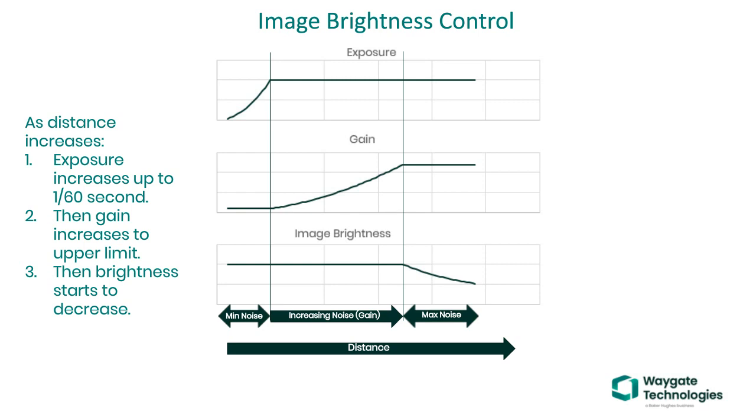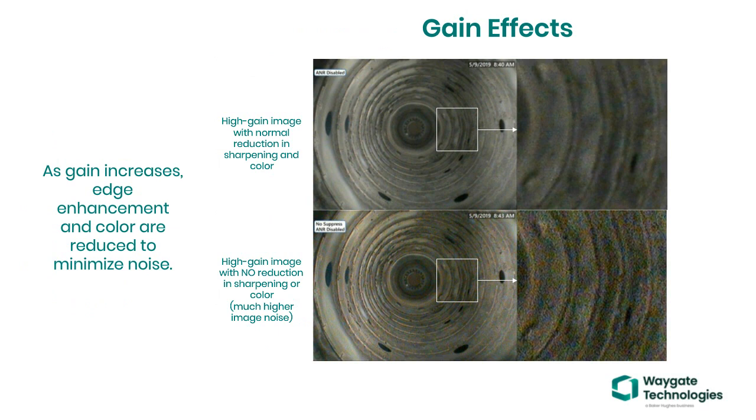As gain is increased, color and edge enhancement is reduced or suppressed. This is done to keep noise levels manageable. The top image shows a typical image created by a video borescope. The bottom image is an example we created to show what you would see if we did not reduce the sharpness and color to reduce image noise levels. Note how noisy the lower right image is.